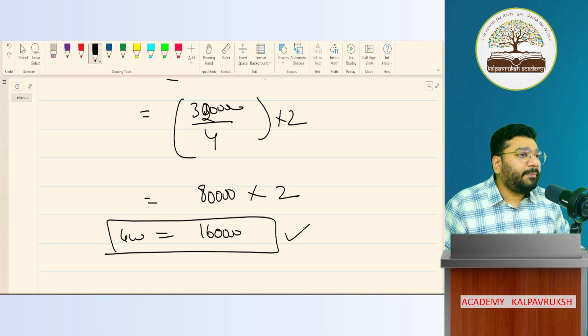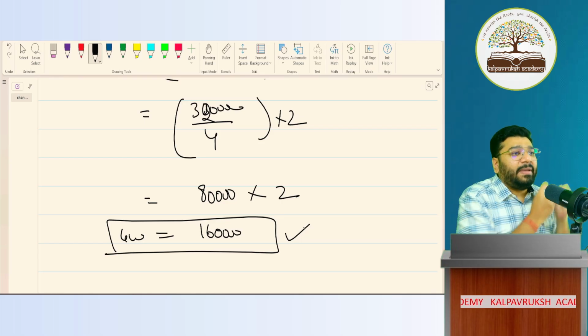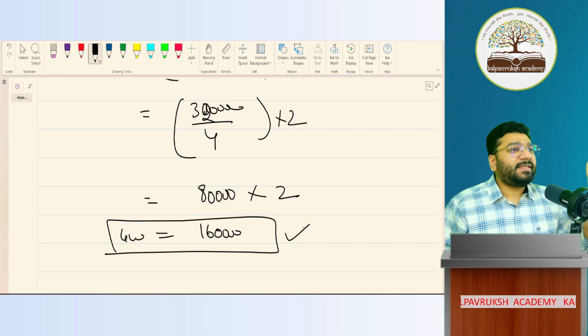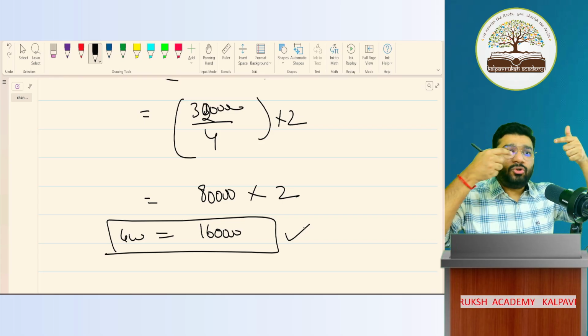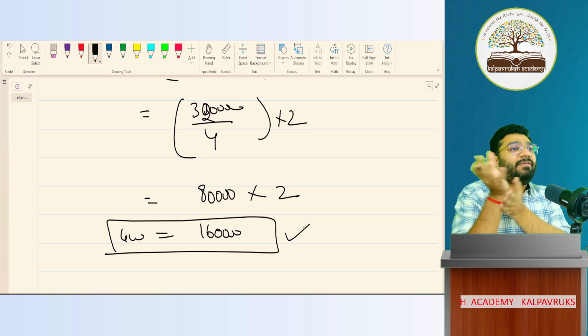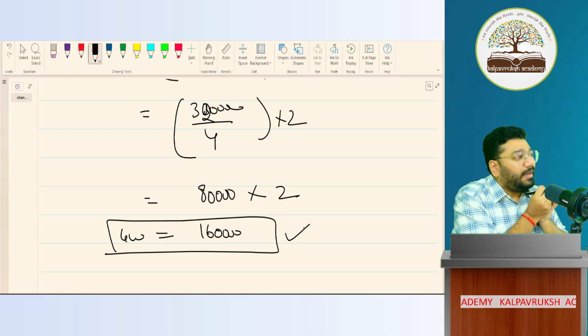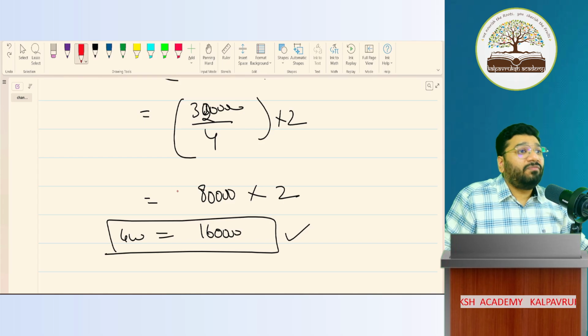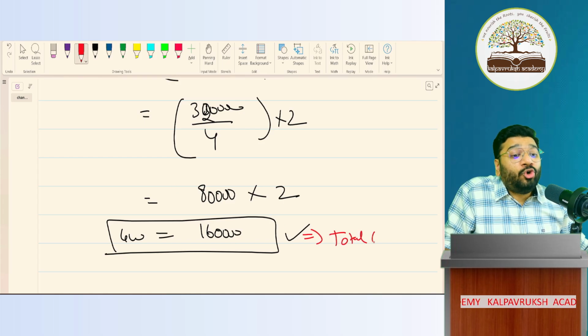Is this the goodwill that we have to get from the gaining partner and give to the sacrificing partner? In the previous entry, we passed an entry: from Bala, we'll recover and give it to Anu. From Bala, the gaining partner will recover and give it to Anu, the sacrificing partner. So in this question, will I recover the entire 160 from the gaining partner and give it to the sacrificing partner? No. Why? Because this is the total goodwill of the firm.